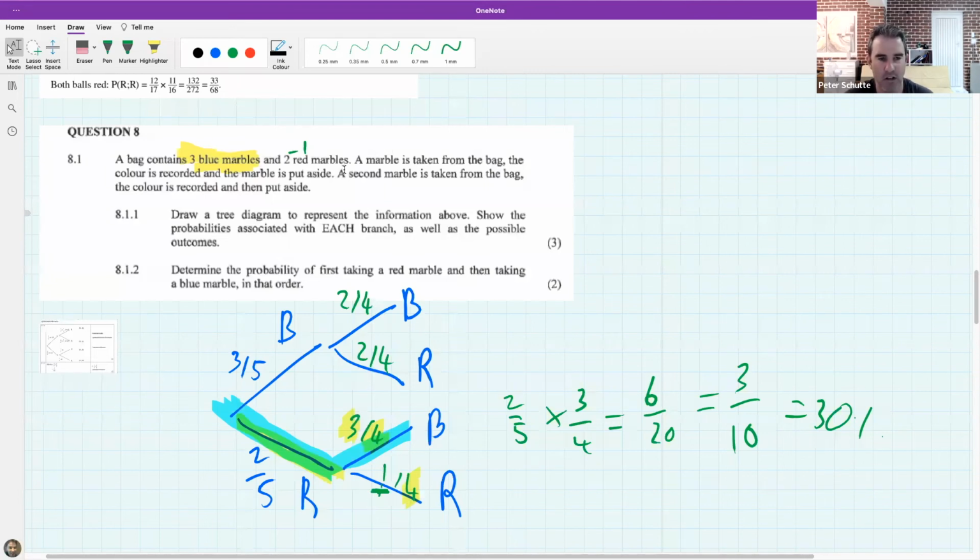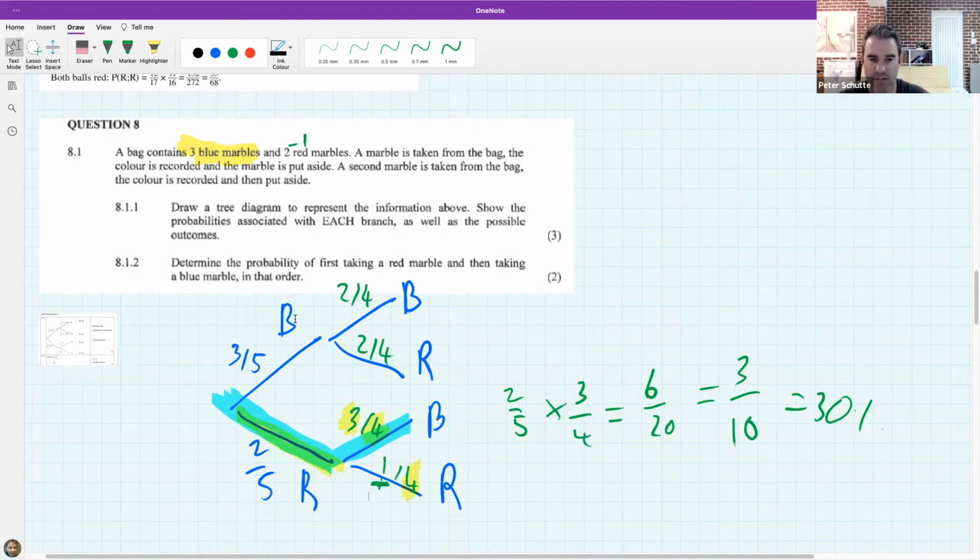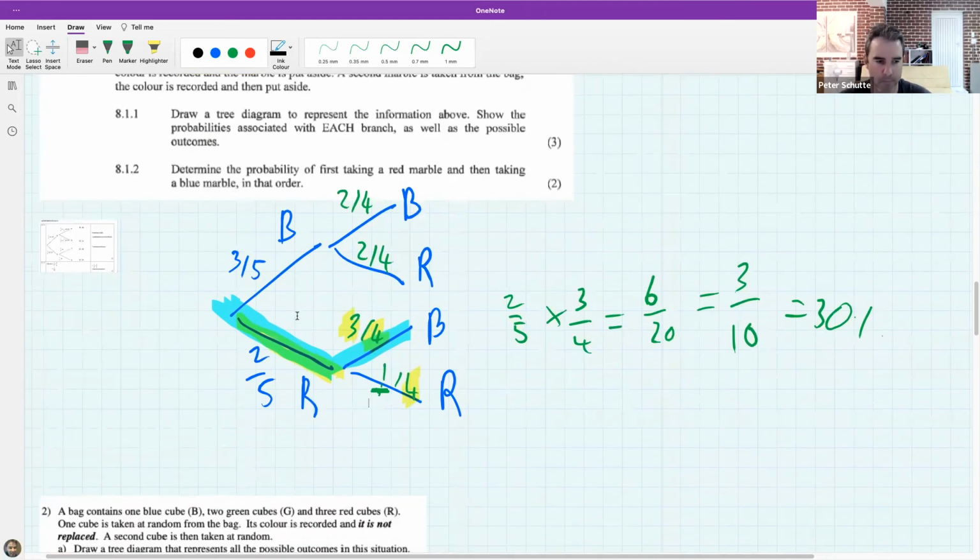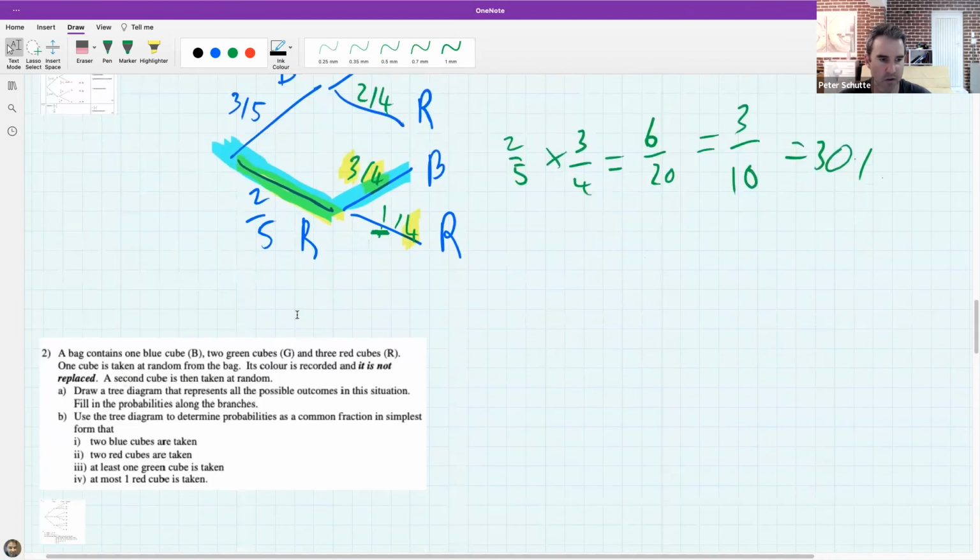So, sir, shouldn't it be 3 instead of 4? Because from the 4, they took a second marble and they put it aside. No. So it's just the wording that I think you're getting confused on. So it's put aside. It's the same as the previous question in terms of the wording. Okay, sir, thank you. Pleasure.